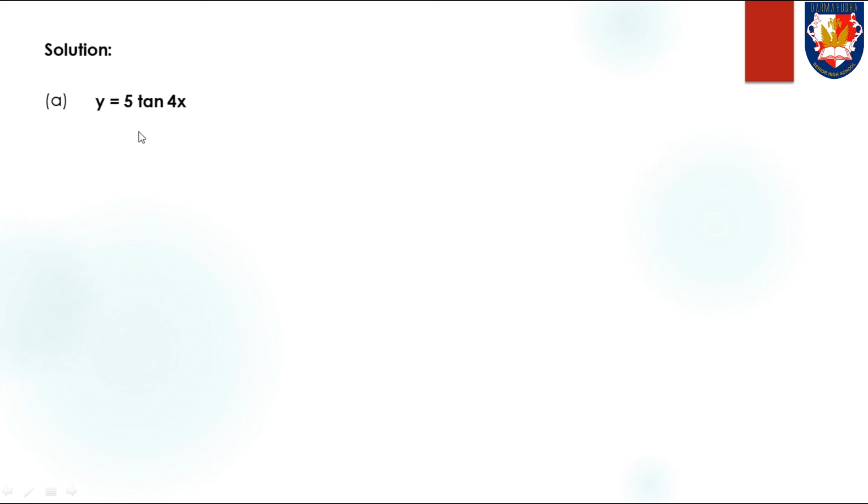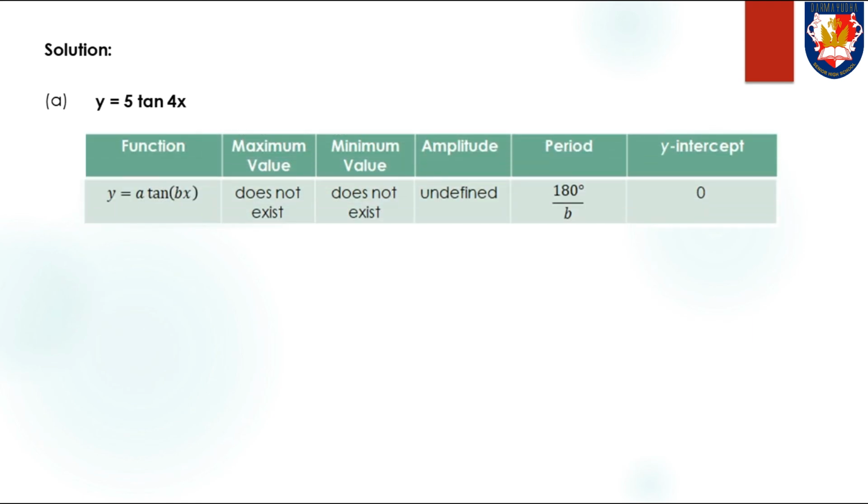Part A, y equals 5 tangent 4x. From the previous properties, for the function y equals a times tangent bx, the maximum value does not exist, the minimum value does not exist, the amplitude is undefined, the period is 180 degrees over b, and the y-intercept is 0. So, based on the question, we just need to find the period of the function.